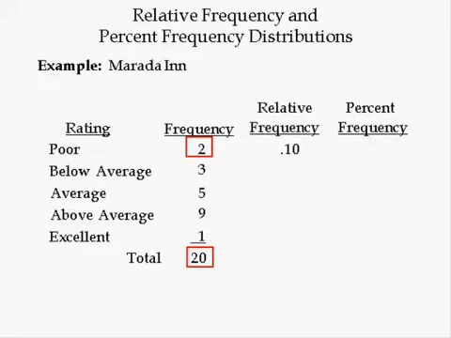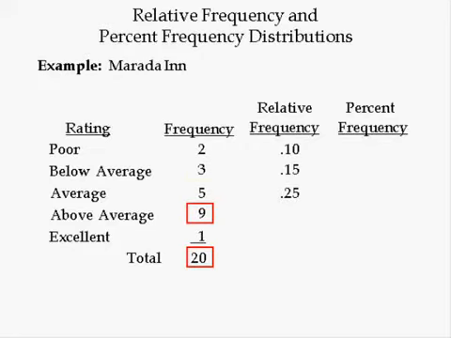Since 3 people rated Murata's quality as being below average, the relative frequency of customers saying Murata's quality was below average is found by dividing 3 by 20. The relative frequency is 0.15. Since 5 people rated Murata's quality as average, the relative frequency is found by dividing 5 by 20. The relative frequency of average is 0.25.